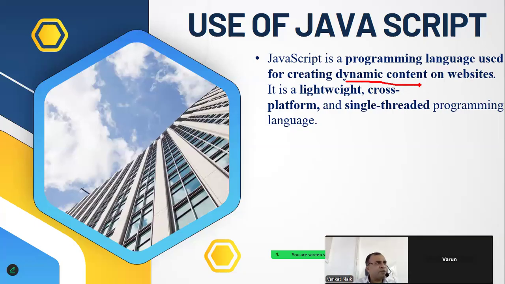Nobody is there to monitor that. It has to be reflected dynamically, right? Such kind of dynamism without JavaScript does not happen. Therefore, the dynamic content of a web application is possible with the help of JavaScript on websites.